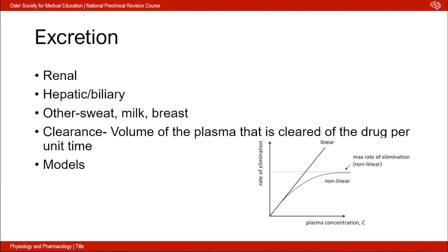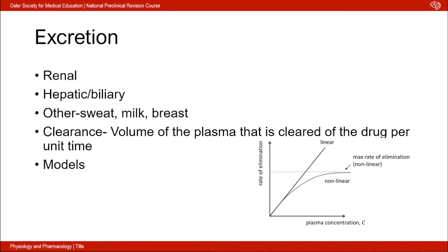And this is important to remember for mothers who are breastfeeding, because if certain drugs are excreted in the breast milk, they might be contraindicated during the lactation period. So clearance of a drug is a volume of plasma that is cleared of the drug per unit time, and that's just another definition that is good to remember, and goes on to affect their half-life alongside the volume of distribution.